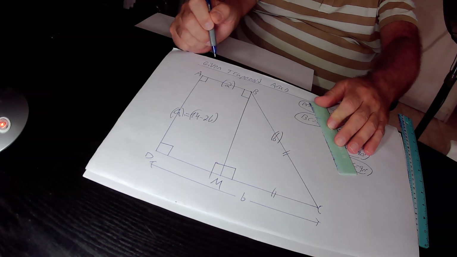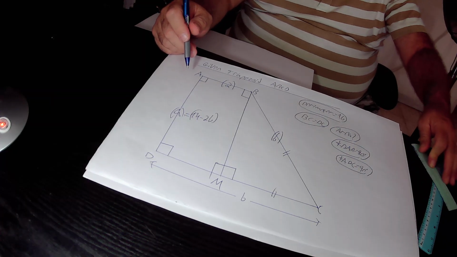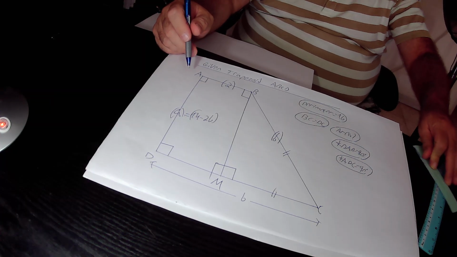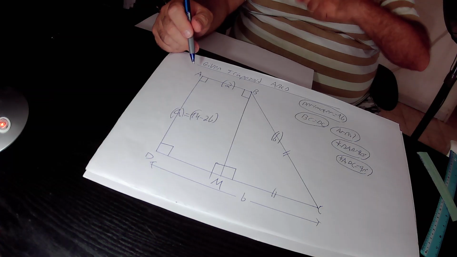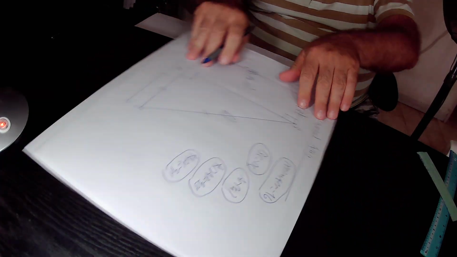So inside this quadrilateral ABMD we have 4 right angles, and according to the rule, any quadrilateral that has 4 right angles must be a rectangle, if not a square. So we relate to this quadrilateral ABMD as a rectangle because it has 4 right angles.